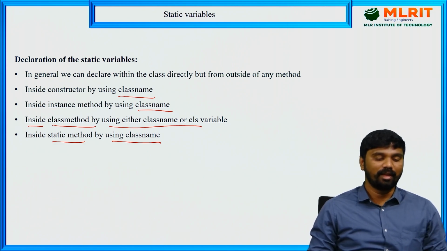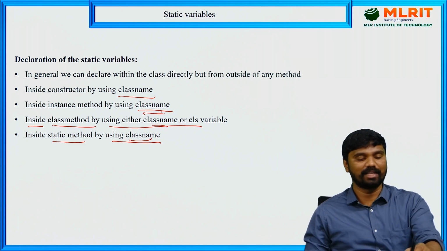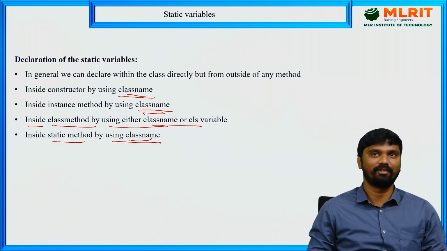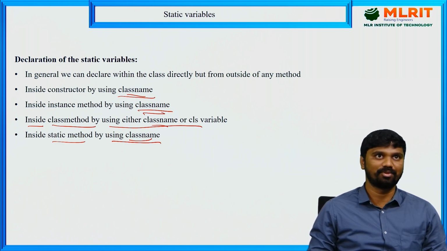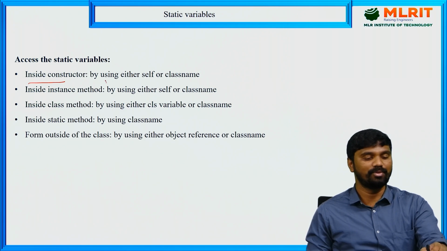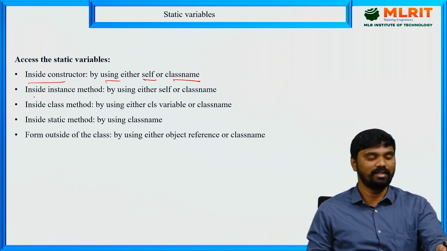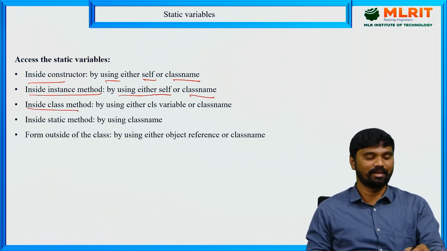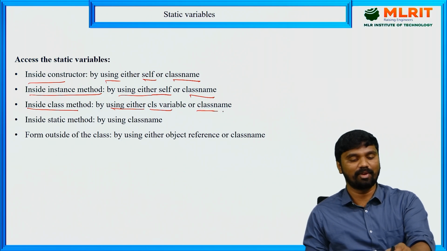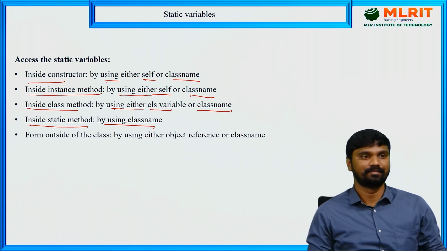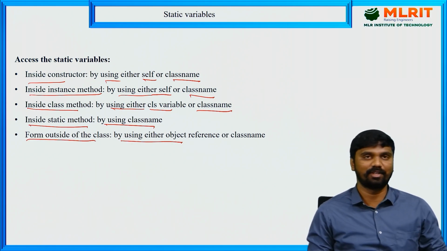So commonly we use the class name. That's why static variables are also known as class level variables, and instance variables are also known as object level variables, right? Now see, how can we access the static variables? Inside the constructor by using either self or class name, and inside the instance method by using either self or class name, inside the class method either cls or class name, and inside the static method by using the class name. From outside of the class by using either object reference or class name.